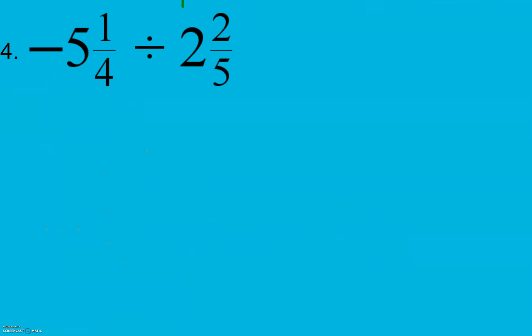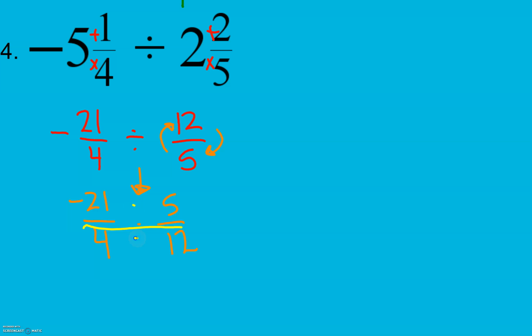In 4, I'm going to switch both of these mixed numbers to improper fractions. 4 times 5 plus 1 gives me 21 over 4. And make sure you remember to write that that's negative. Divided by 5 times 2 plus 2, 12 over 5. Now, when we divide fractions, I keep my first number. I change to multiplication by the reciprocal, which gives me 5 over 12. Now, multiplying fractions, we multiply straight across, which gives me negative 21 times 5 over 4 times 12.